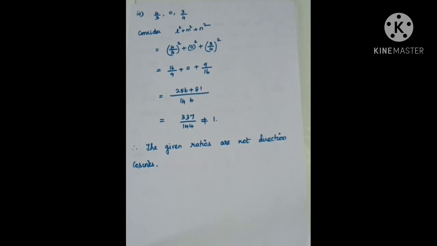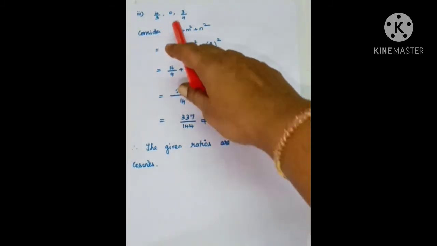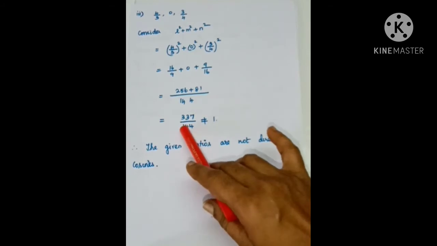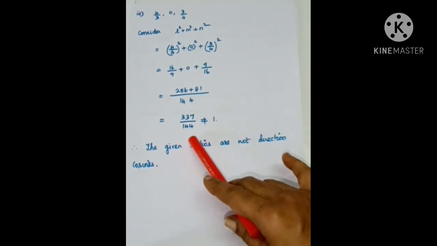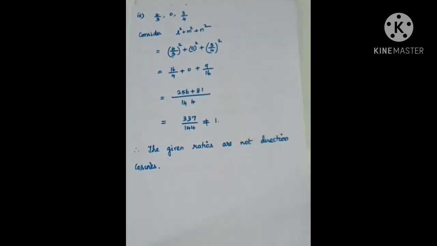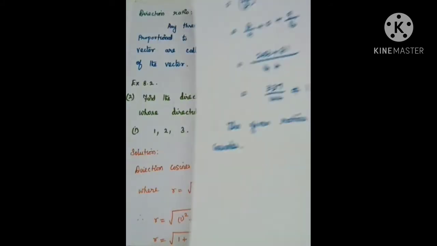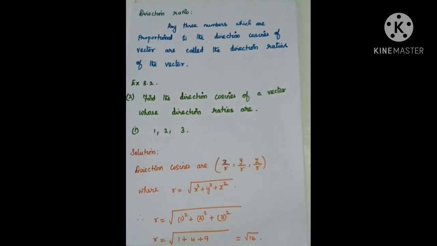In the same way, third subdivision, you take these numbers. If you square and add, you will get 337 divided by 144. It is not equal to 1. So they are not the direction cosines. These kinds of problems will be asked as one word answers.